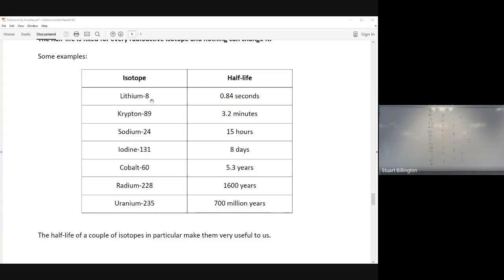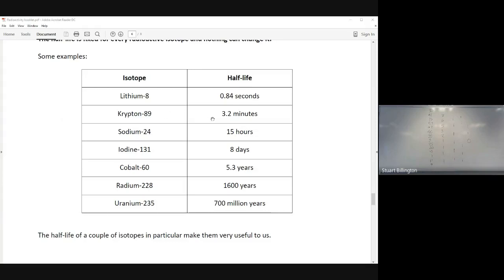So after a second 0.8 of a second, I'll be down to a quarter. After another 0.8 of a second, I'll be down to an eighth. After another 0.8 of a second, I'll be down to a 16th. And I don't know how long I'm going to need to halve this until I'm completely out. But I do know that halving takes 0.8 of a second. Lithium is particularly unstable. It has a very short half-life. But as you go down this table, notice they're getting more and more stable.